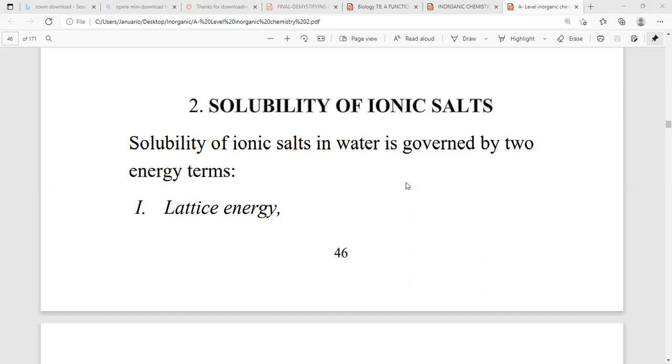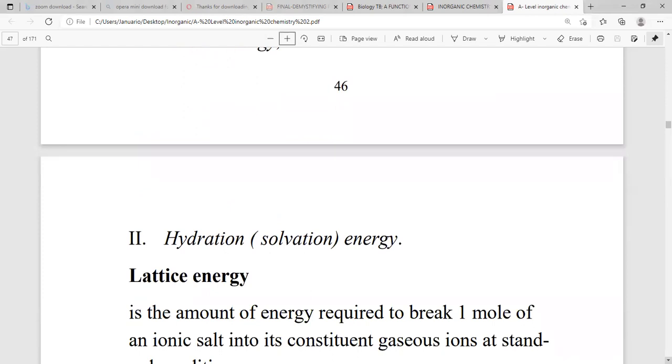Now let us take our attention to the solubility of ionic salts. How are these ionic salts made able to dissolve, and why do they have to dissolve in water? The solubility of these ionic salts in water is governed by two energy terms, and that is why we are going to encounter lattice energy and hydration or solvation energy.